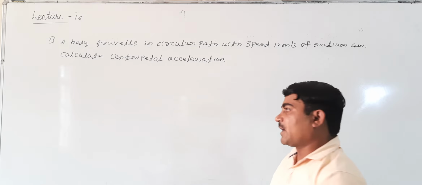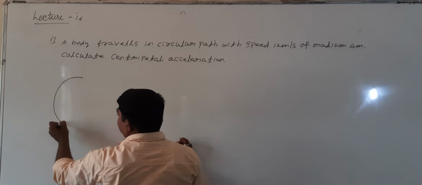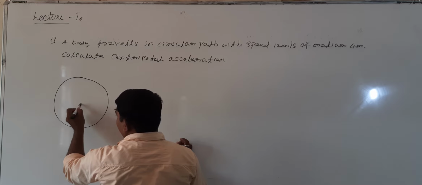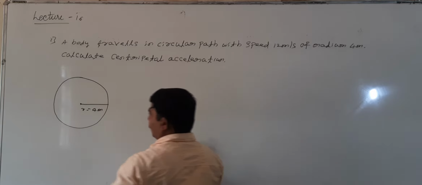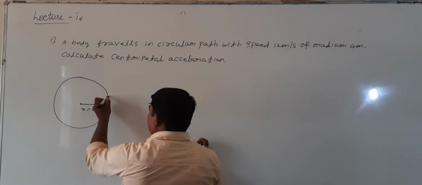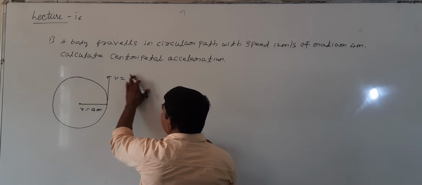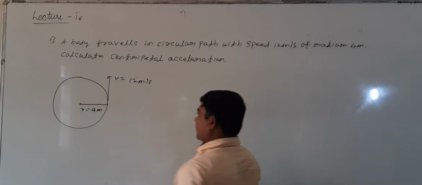Now consider a particle. This particle is moving in a circular path, right? This is the center of the circle, and this is the radius of the circle. How much? 4 meter. The tangent drawn at a point gives the linear speed v. How much is it? That is 12 meter per second.